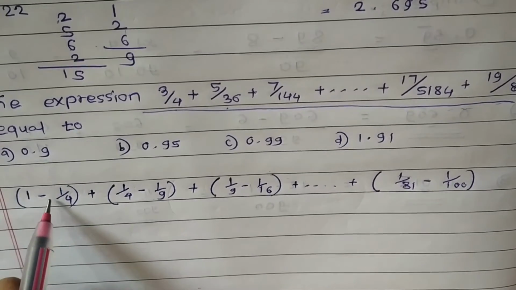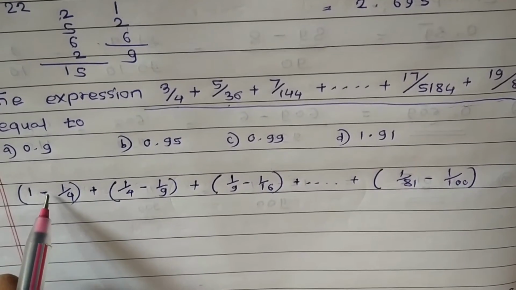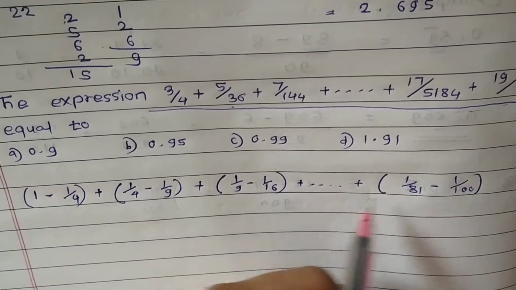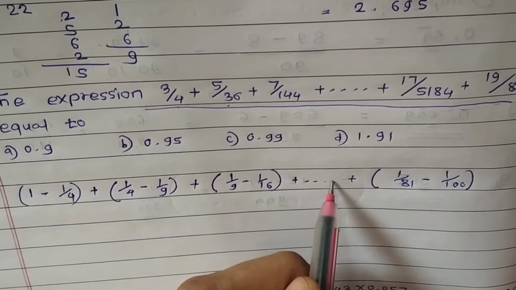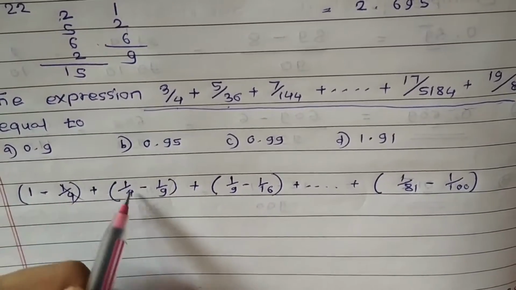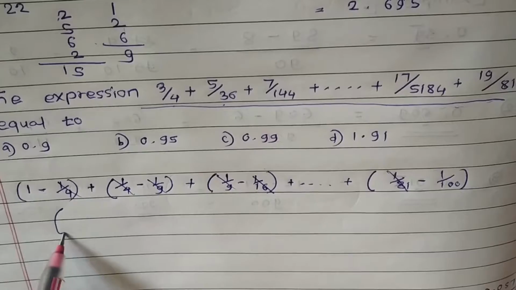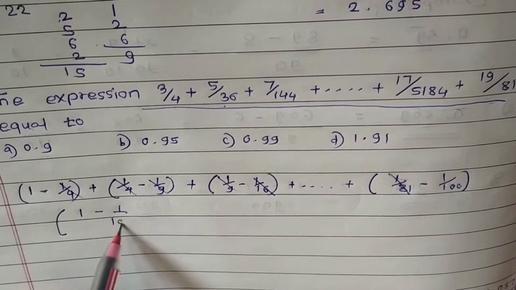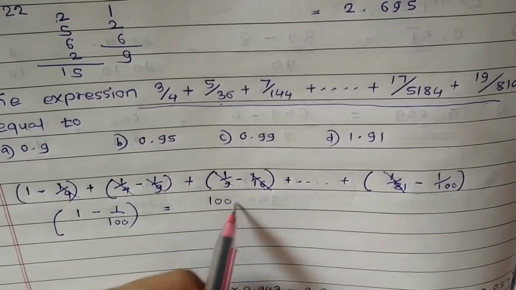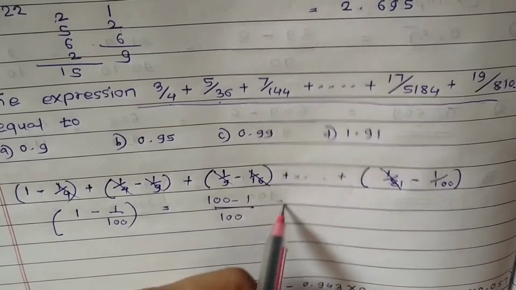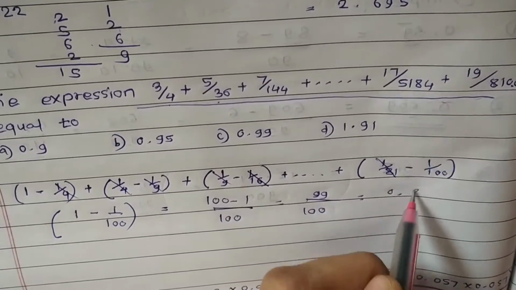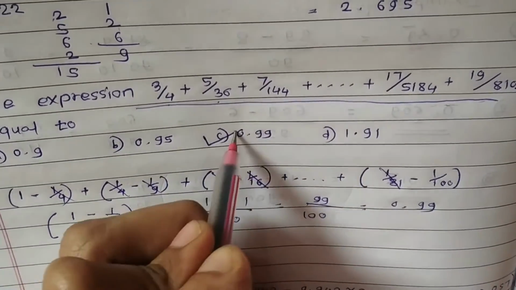Here you can see that there are alternate signs for 1 by 4, 1 by 9, 1 by 16 and so on. Here in the preceding term there will be minus 1 upon 81. So these all get cancelled. You will remain with 1 minus 1 upon 100, which is equal to, make cross multiplication, 100 minus 1 upon 100, which is equal to 99 upon 100, which is equal to 0.99. Hence your option C is correct.